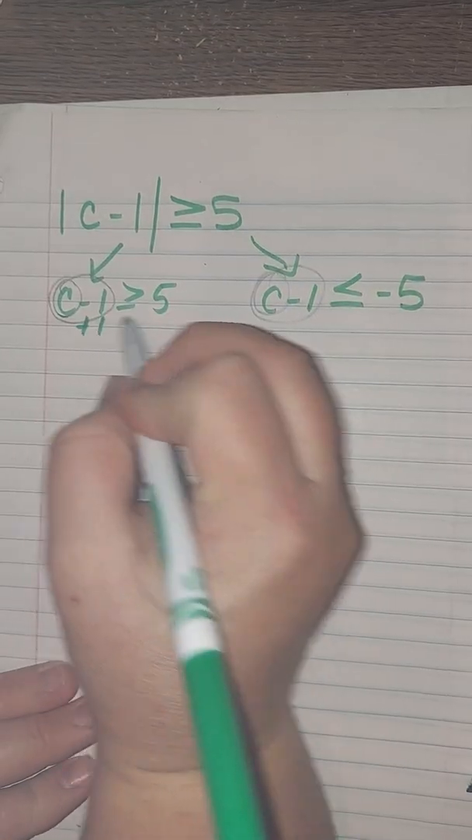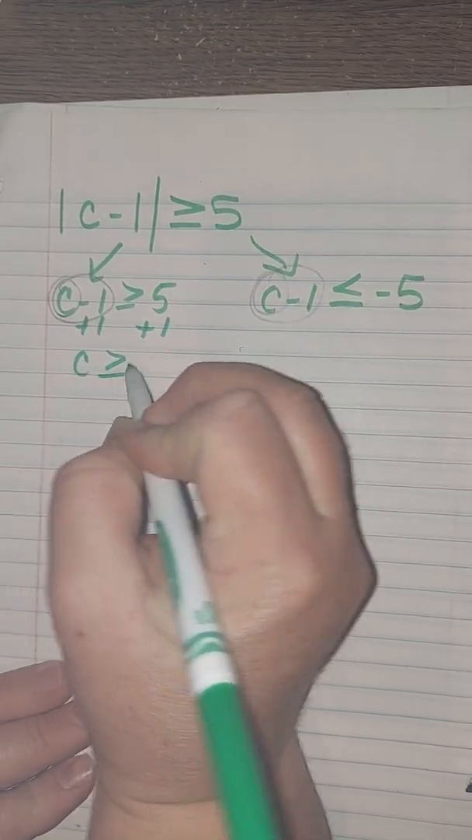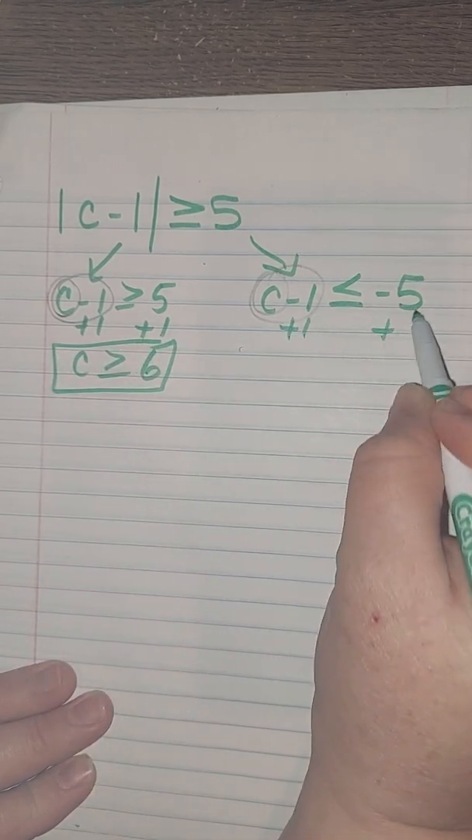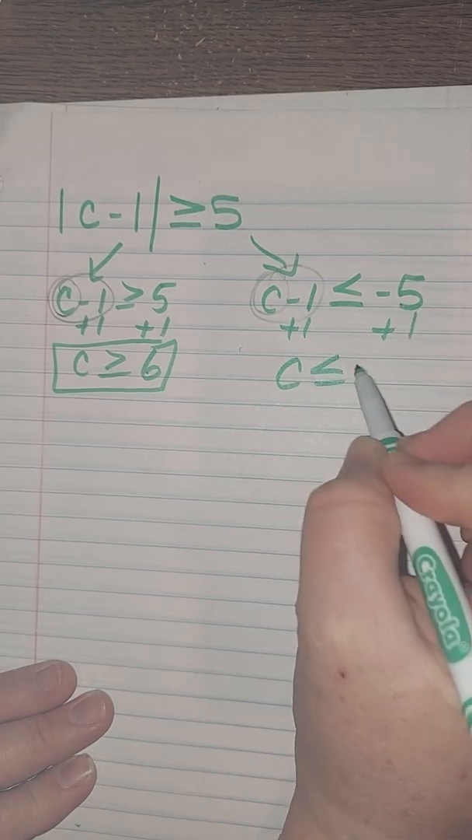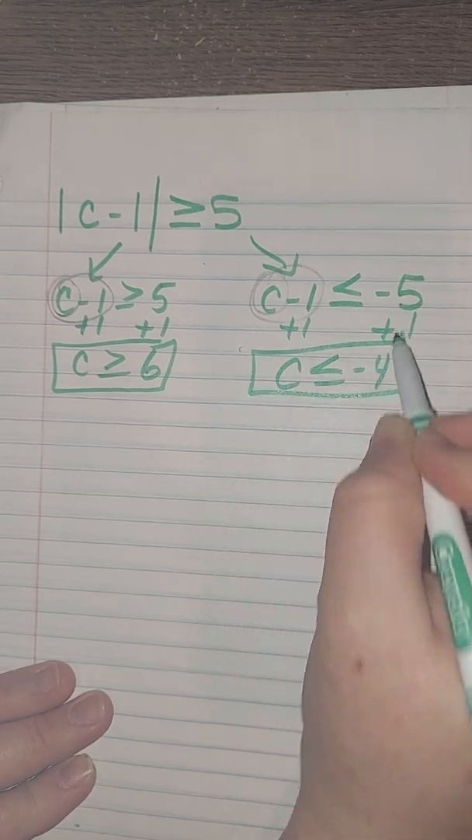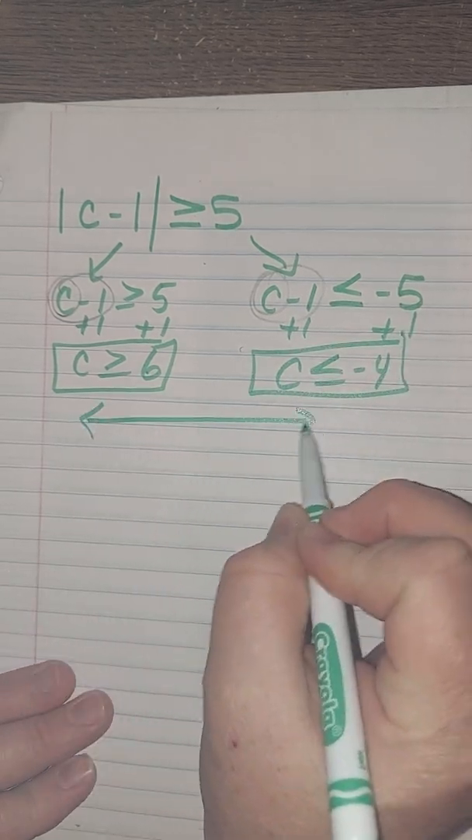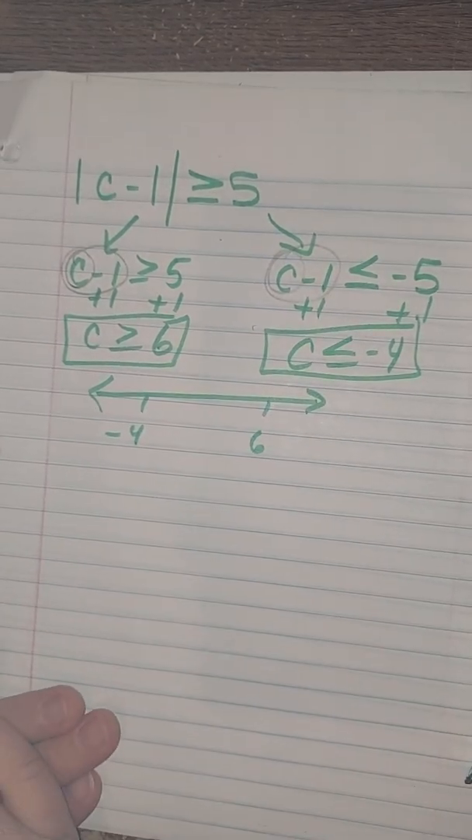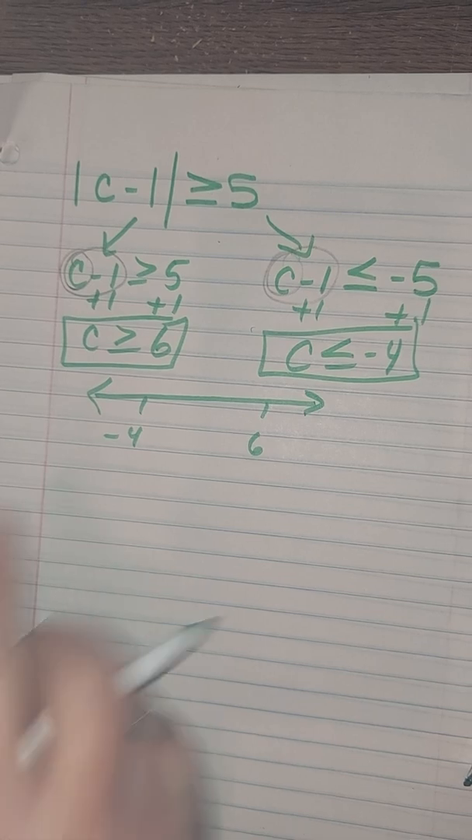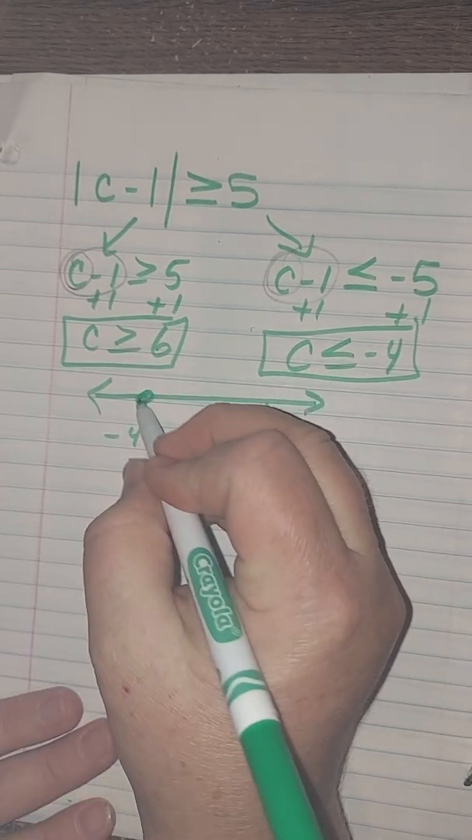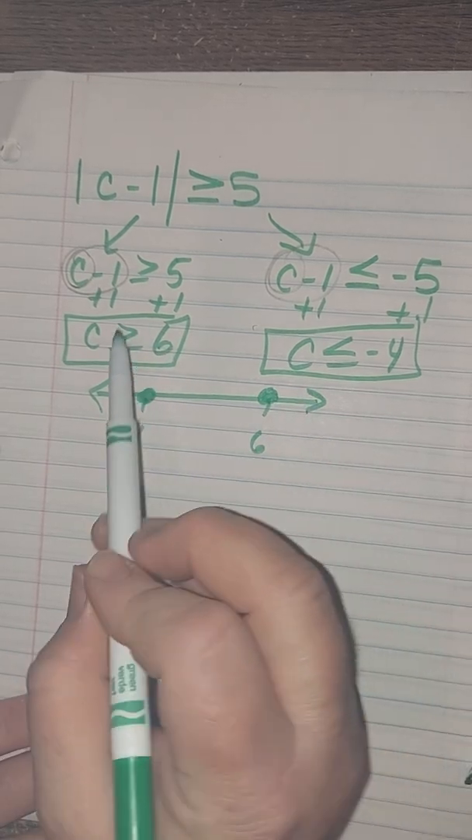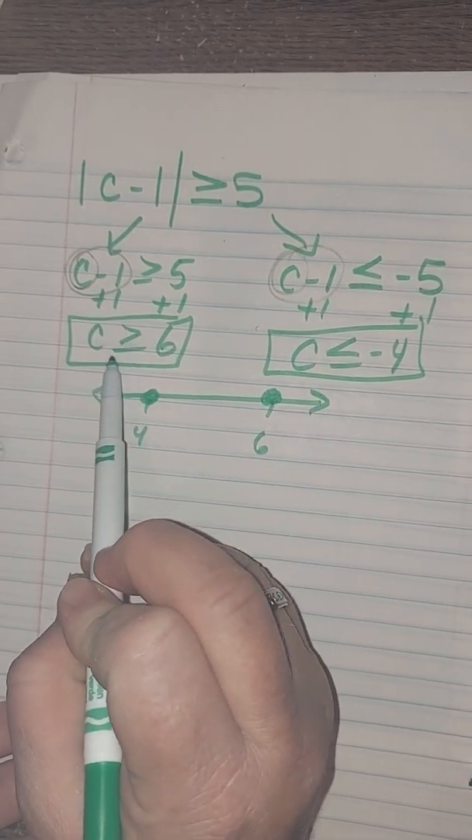Okay, add 1, add 1. C is greater than 6. Add 1, add 1. C is less than negative 4. Okay, negative 4 down here, 6 down here. Okay, open or closed? Closed. So the nice thing is they'll both be the same. All right, so let's do this one. C is greater.